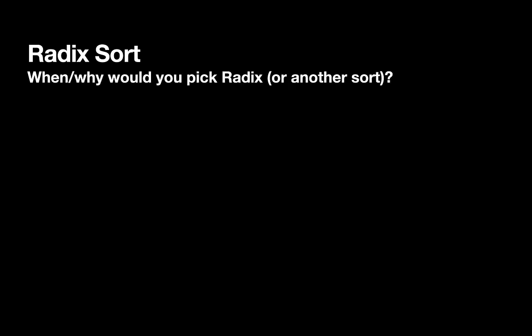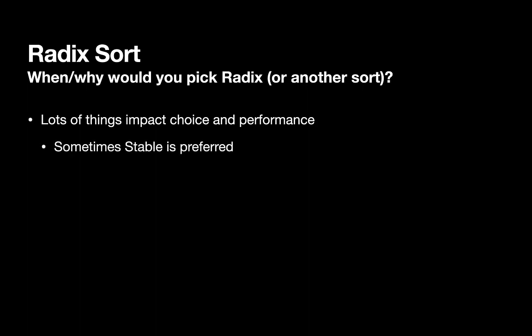Another question you might have is, when and why would you pick radix sort versus another sort? Picking the right sort is a complicated topic. It depends on lots of things that can impact the performance and overall behavior you might be interested in. Sometimes a stable sort is preferred. You can probably come up with examples similar to my t-shirt example, where if items are considered the same for the purpose of sorting, we still want them to maintain their original order. So we may prefer stable. And in fact, some sorts like radix sort are based on doing a stable sort. So sometimes you need stable in order to satisfy other requirements.